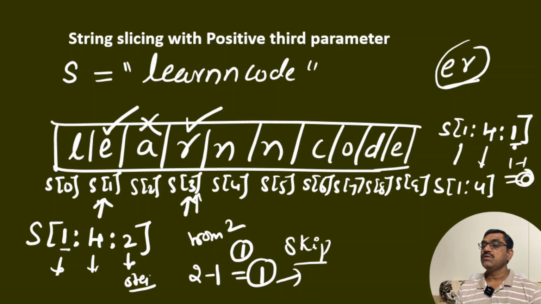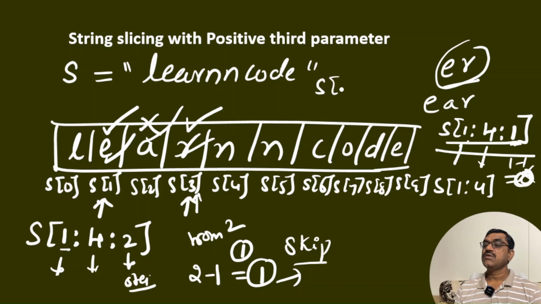See, the step value 0 indicates that we are starting from 1, okay, E. And are you going to skip any characters? No, we are going to skip 0 characters. 0 character means no character is skipped. We are going to get E, A, R. So in this case, we are going to get E, A, R.